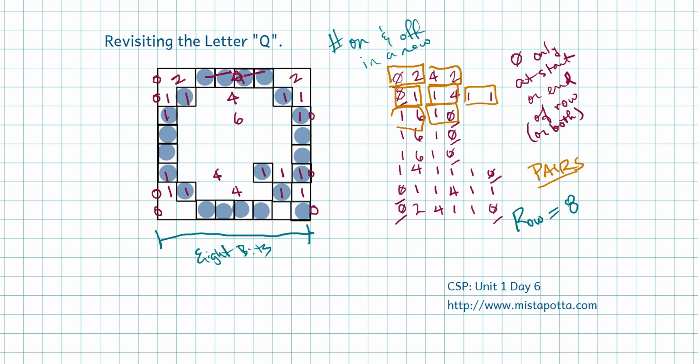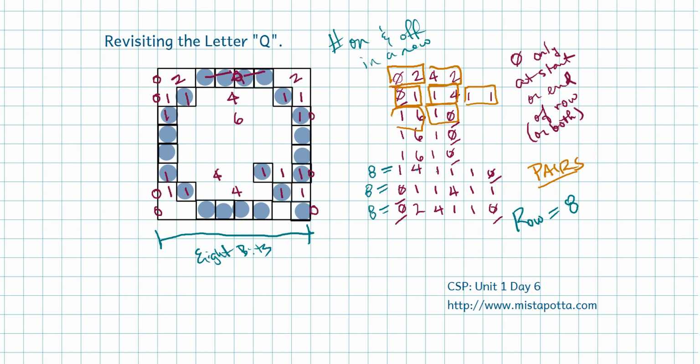So each row should only have a total of 8. Even in this row where I have 1 and 4 make 5, and 1 more makes 6, and 1 more makes 7, and 1 more makes 8. This entire row has to add up to 8. As a matter of fact, all of these rows have to add up to 8. And if I ever find a row that doesn't add up to 8, I'm in trouble.